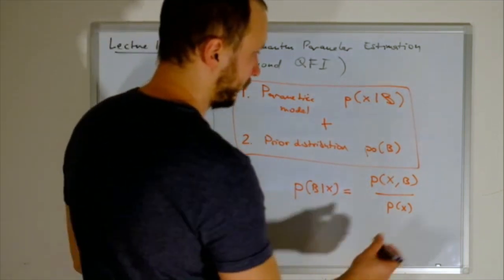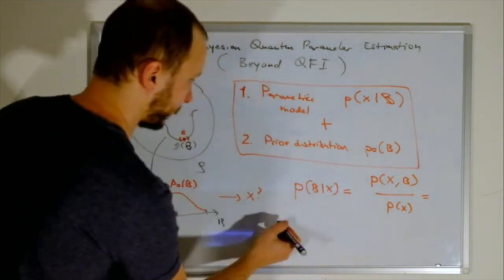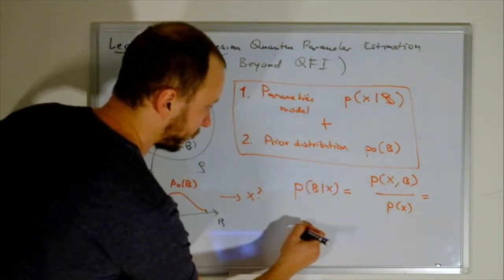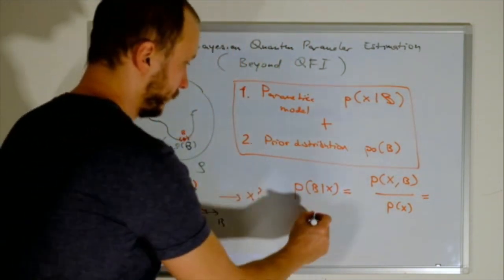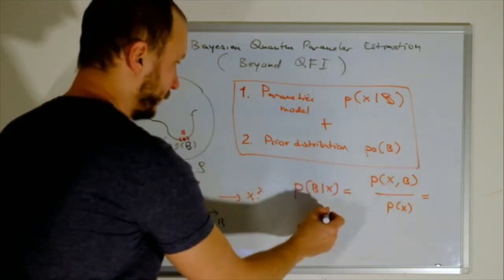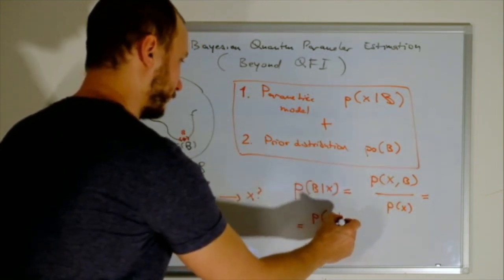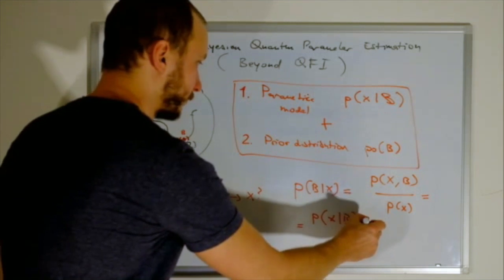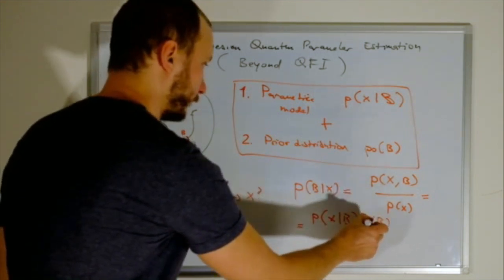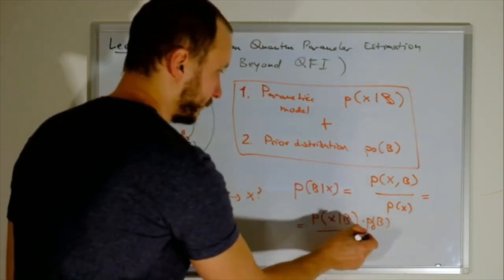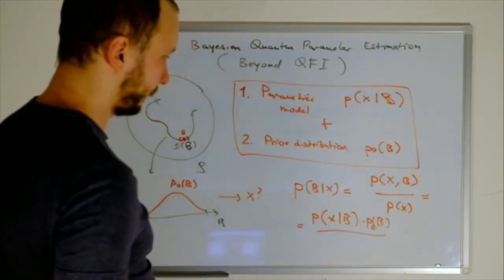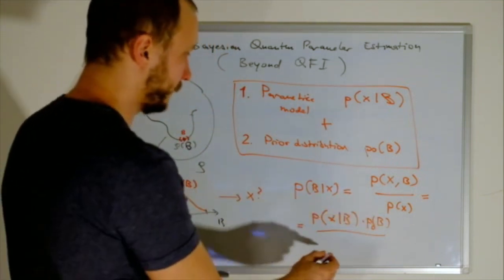What is more, we can further decompose it as being equal to 2, 3. Again, we use Bayes' rule to get p of x conditional on b times the probability of b, which is a prior probability, right? This is the probability of the value of b, divided by p of x.